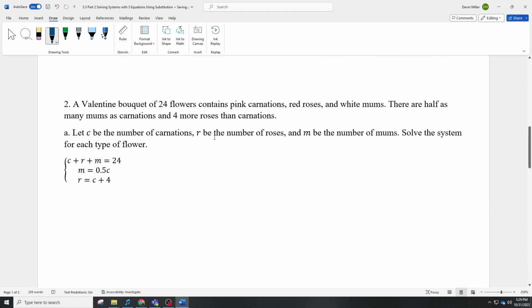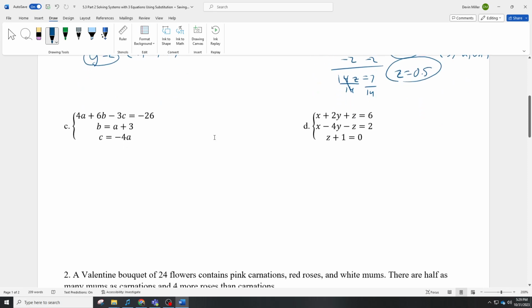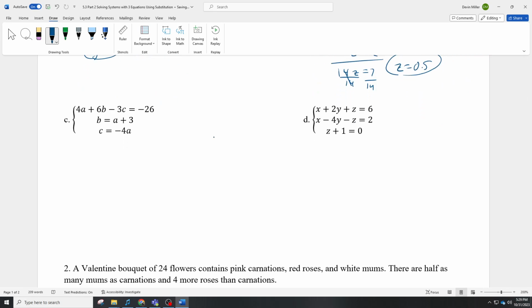Okay, 2 more, and then I think we'll just do a word problem or 2. So part C, kind of the same strategy, because if you look at the last 2 equations here, we have a plus 3 and negative 4a, and that's perfect to plug into the top equation. So it's going to be the same thing we did earlier in the last problem. We're going to plug in a plus 3 where we see b right there, and then this negative 4a will go up here for c.